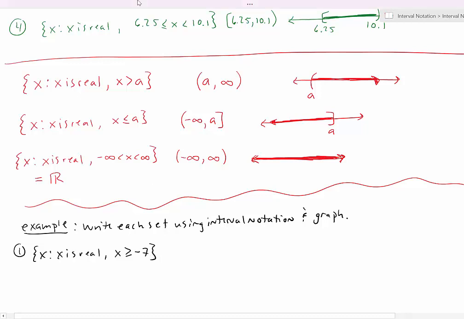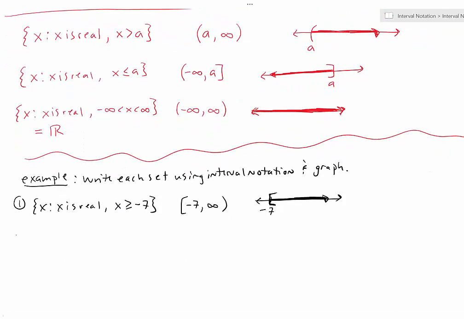Then this is like that first scenario in red above. That is, we're starting at negative 7. We're including it, and we can get any number bigger than that as well, so towards infinity. And that's it. Put the parenthesis on the infinity, bracket on the negative 7. We then graph it. Somewhere down here is negative 7. We draw a bracket to denote that, and then anything to the right. And there we go.